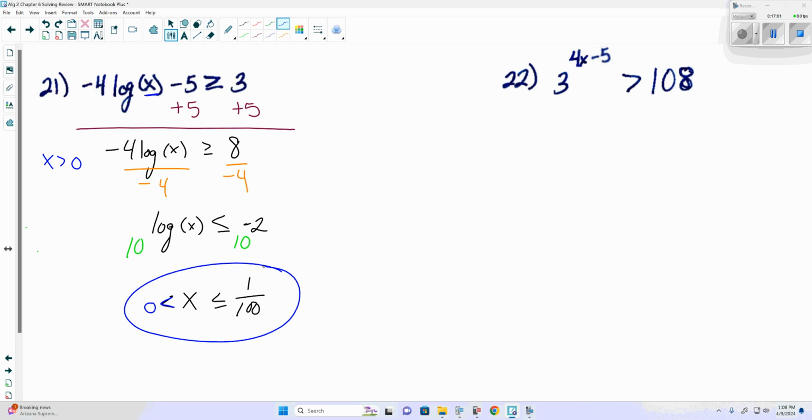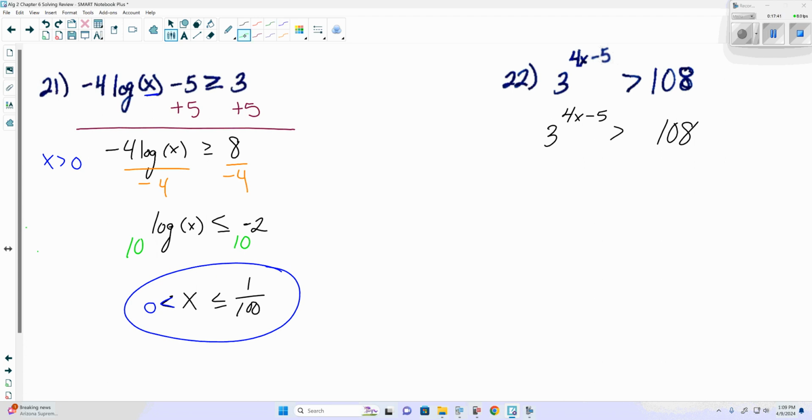Before we start number 22, are there any questions on any of the ones we've done so far today? Now, the nice thing with 22, since the x is in an exponent, there aren't any restrictions we have to add, like the previous one, 0 is less than x, because any number can be put in an exponent. Rational, irrational, radicals, any of our numbers. So we don't have to worry about that.